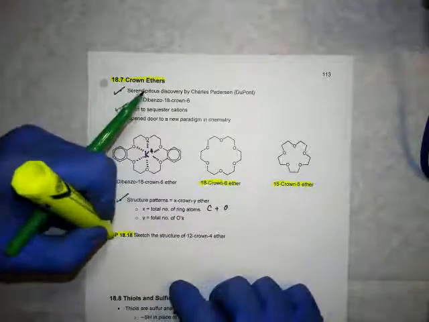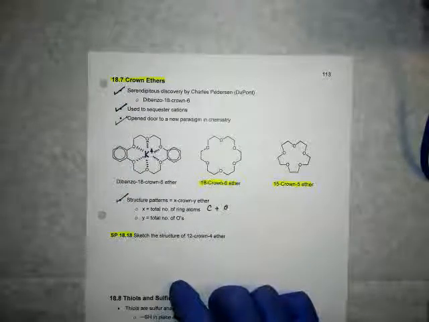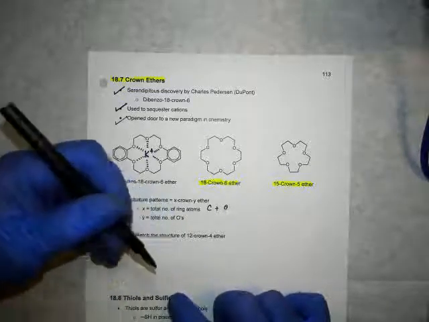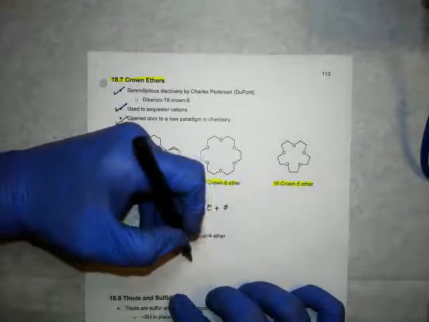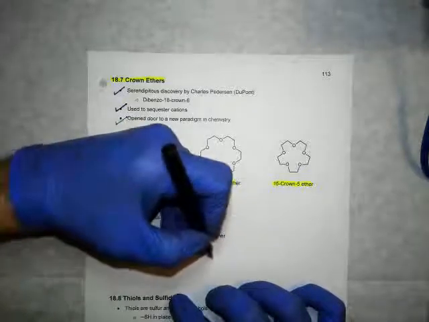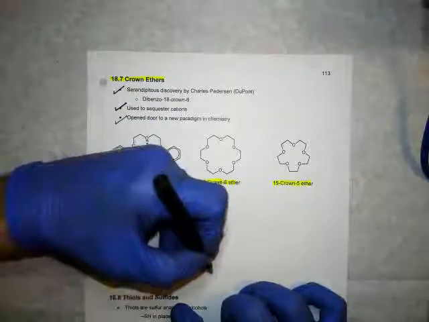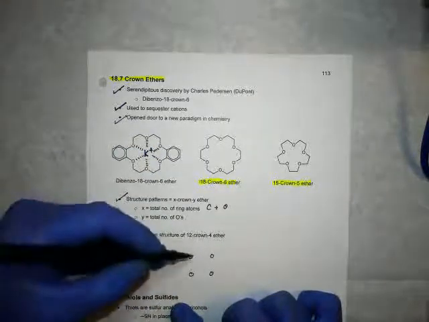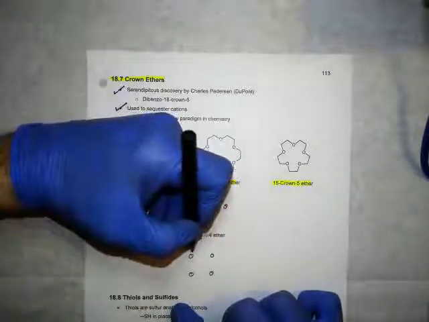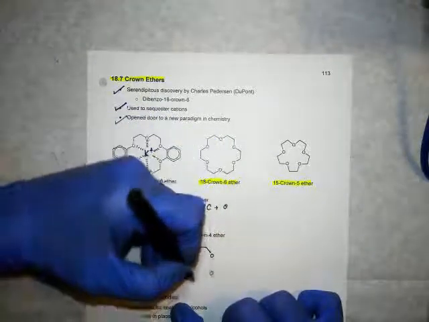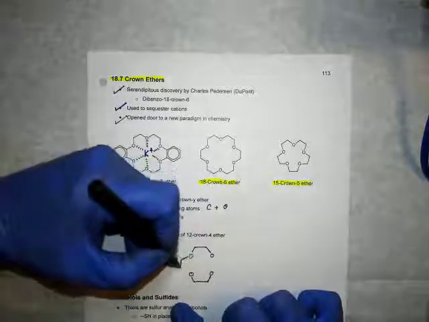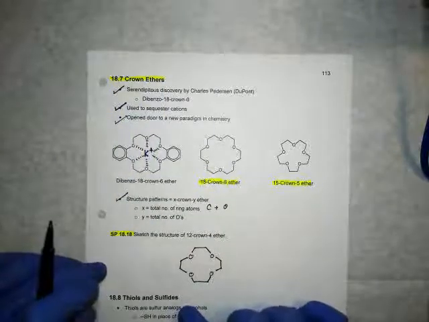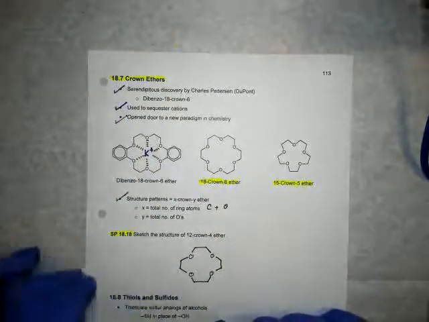Let's sketch a very simple crown ether. 12 crown 4 ether. I've drawn a lot of these, and the best way to do them is to draw the oxygens first. So I'm going to space them out like that. There's my 4 oxygens. And all that you have to do after that is bridge them with ethylene groups. So there's an ethylene group, there's an ethylene group, there's an ethylene group, and finally, there's an ethylene group. So this would be an example of 12 crown 4 ether. It's a really, really small crown ether.